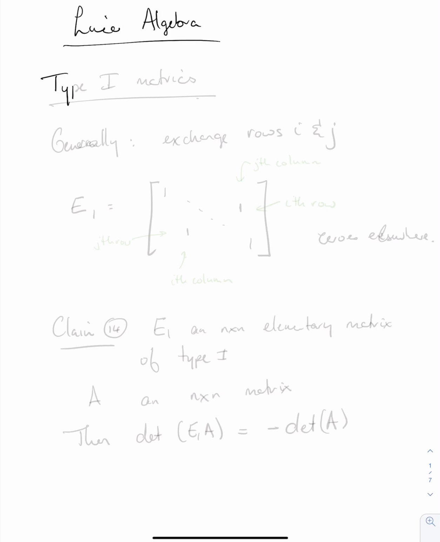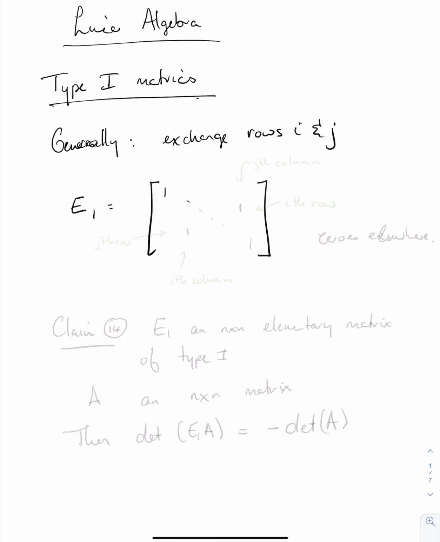We're going to be talking about type 1 matrices, which is a type of elementary matrix. Generally, this is what they do and this is what they look like. A type 1 matrix will exchange row i with row j, and it will look like something like this.